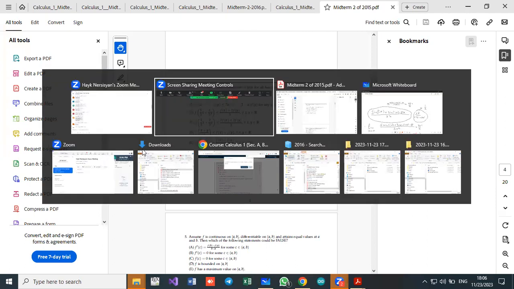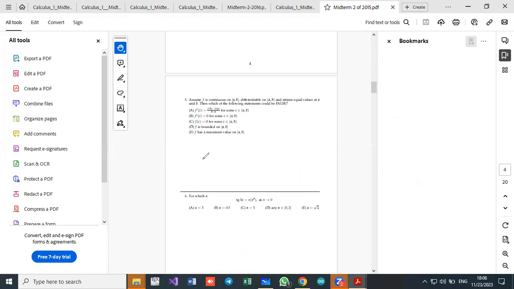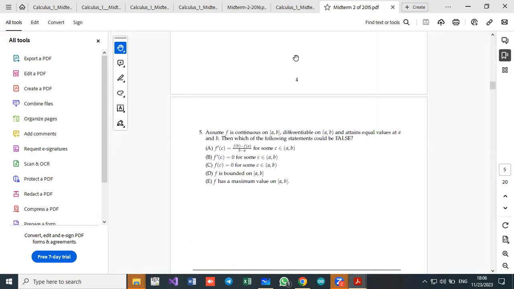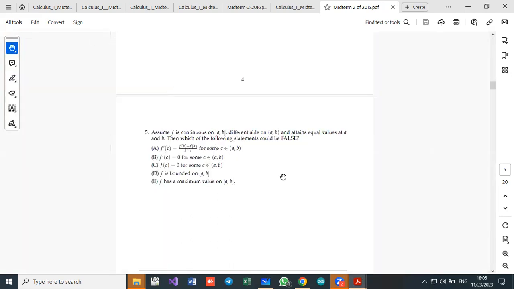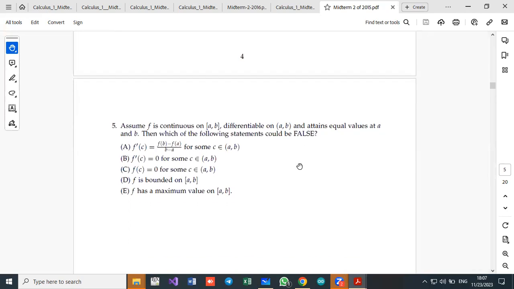Number 5. f is continuous and differentiable, so we can apply the mean value theorem. We can apply all theorems. We should find the false statement here, guys.